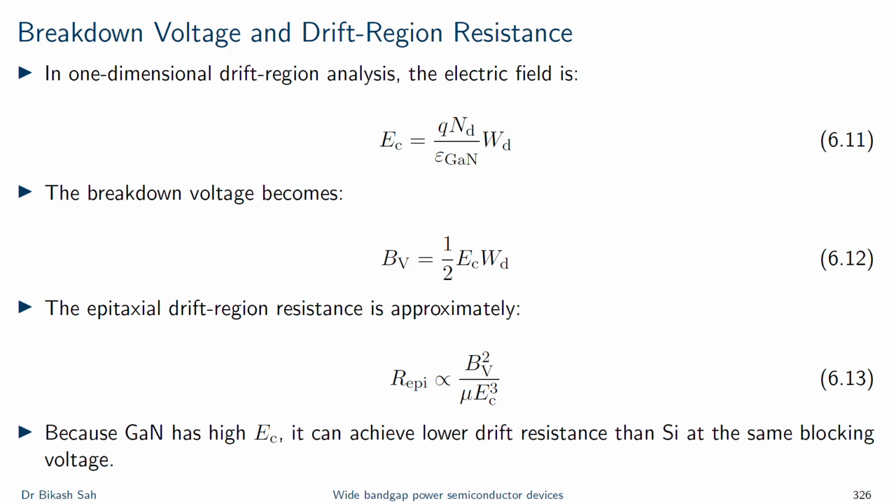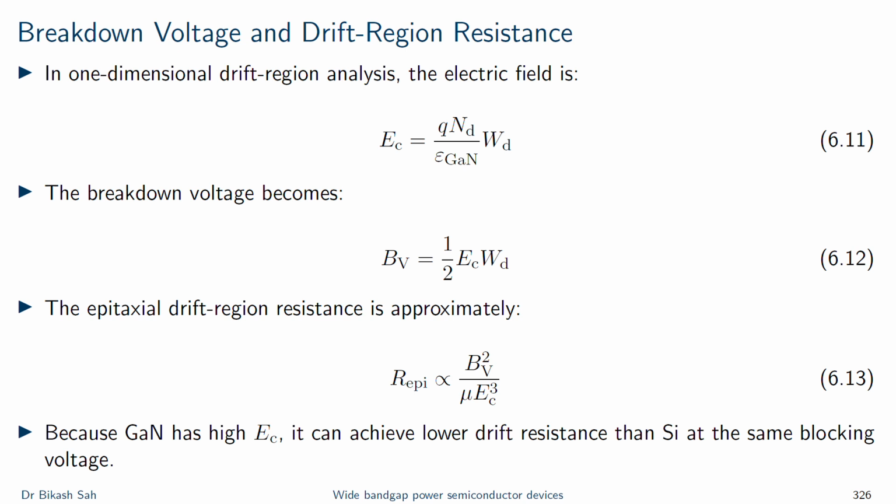Now let's move towards the breakdown voltage and the drift region resistance. We had a lot of discussions about the breakdown voltage. So, what actually happens in GaN? This is one thing that we have to understand. In a one-dimensional drift region, the electric field depends basically on the doping concentration and depletion width. That's what we have been learning in silicon devices. The breakdown voltage is approximately one half of EC, that's the equation that you see here, right?